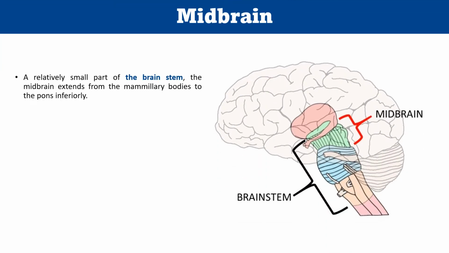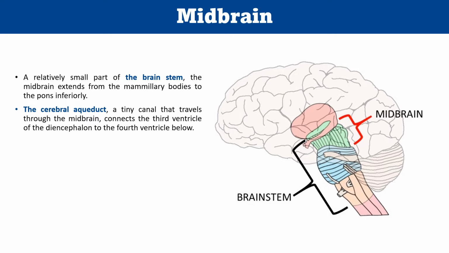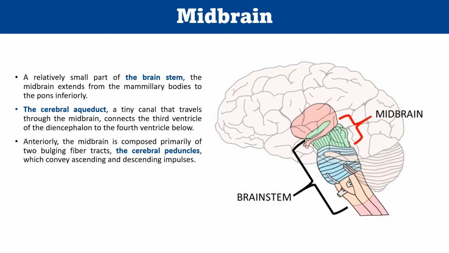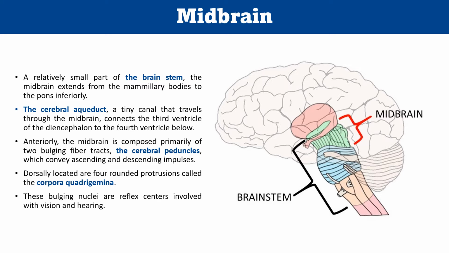Midbrain. A relatively small part of the brain stem is the midbrain, which extends from the mammillary bodies to the pons inferiorly. The cerebral aqueduct is a tiny canal that travels through the midbrain and connects the third ventricle of the diencephalon to the fourth ventricular area. Anteriorly, the midbrain is composed primarily of two bulging fiber tracts, the cerebral peduncles, which convey ascending and descending impulses. Dorsally located are the four rounded protrusions called the corpora quadrigemina. These bulging nuclei are reflex centers involved with vision and hearing.